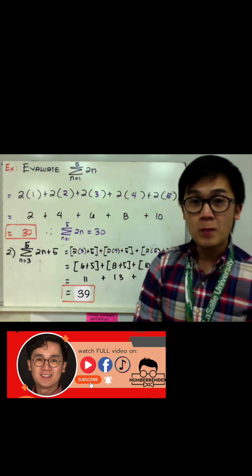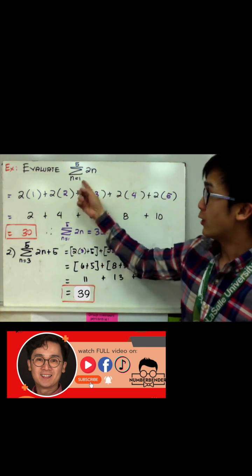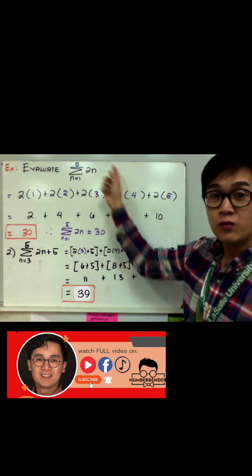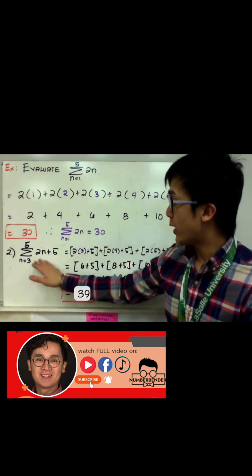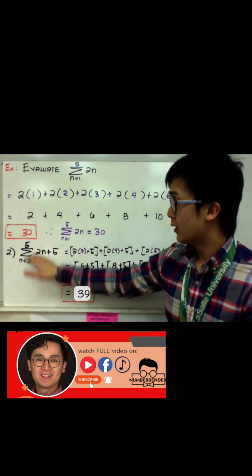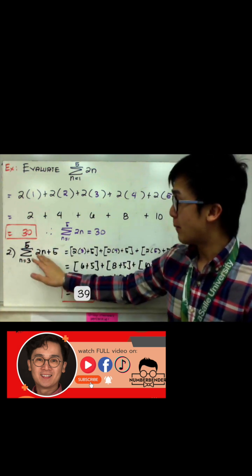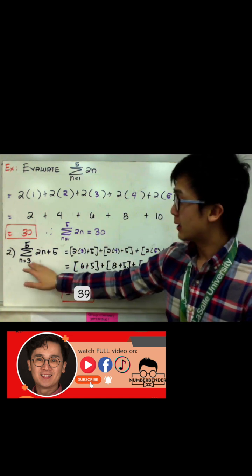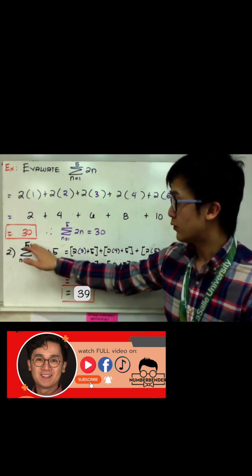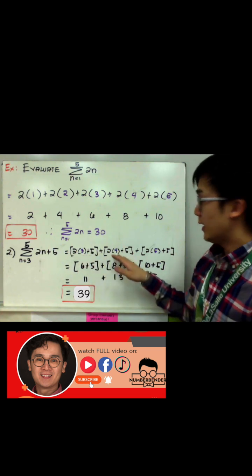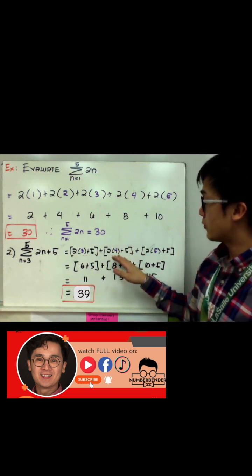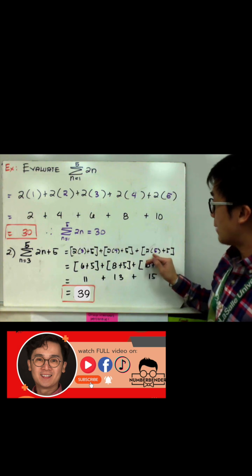Dapat alamin nyo lang kung paano yung pagkakasunod-sunod, ano yung lower limit, yung upper limit, at yung function na gagamitin nyo. Now, sa second example ko, meron akong 2n plus 5 from 3 to 5. So, ibig sabihin nun, papalitan ko yung letter n ng mga numbers from 3 to 5. So, yung first term ko will be 2 times 3 plus 5. Second term will be 2 times 4 plus 5. Third term will be 2 times 5 plus 5.